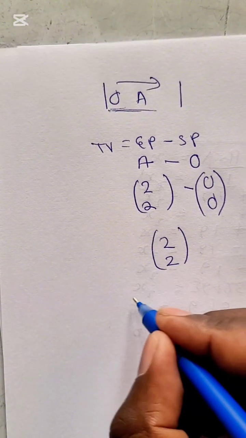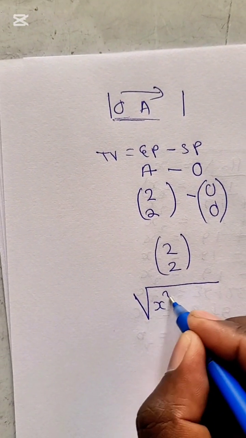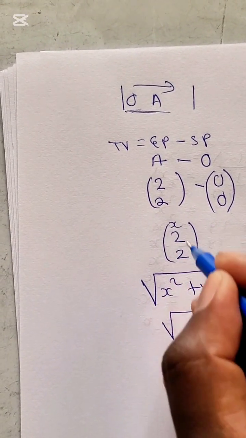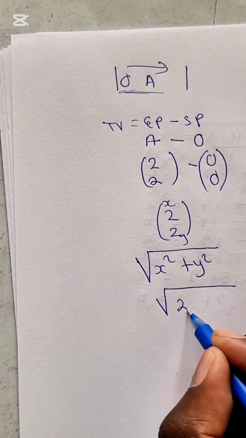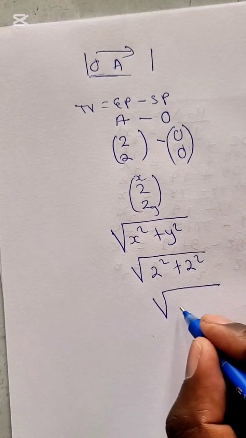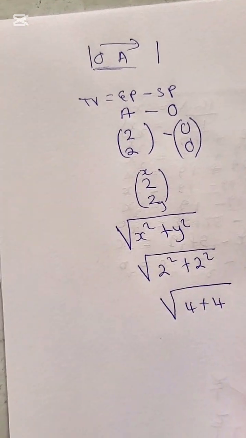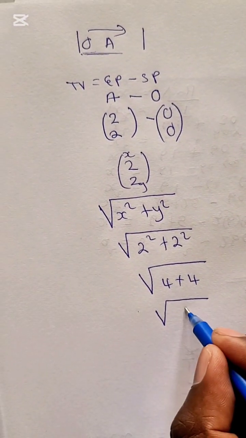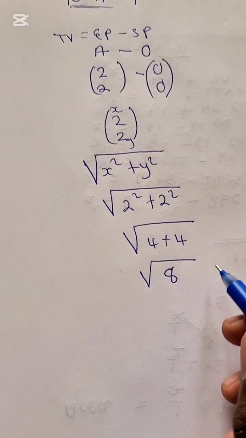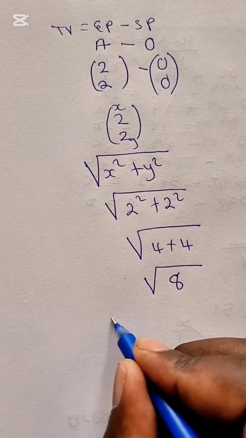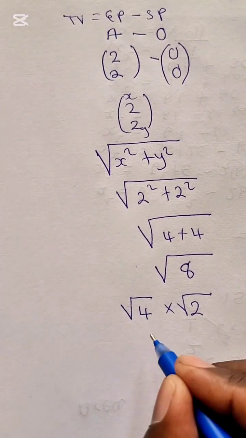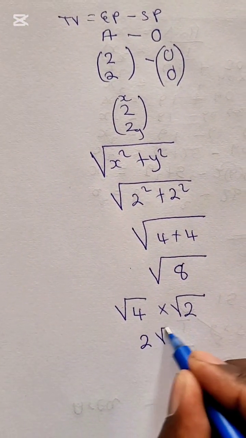So the modulus is the square root of x squared plus y squared. This is our x, this is our y. So 2 squared is 4, plus 2 squared which is 4, that will be root 8. That's our answer in surd form. Or we could simply say root 4 multiplied by root 2, then that will be 2 root 2.